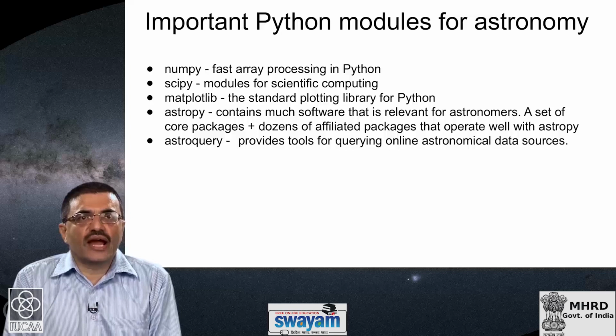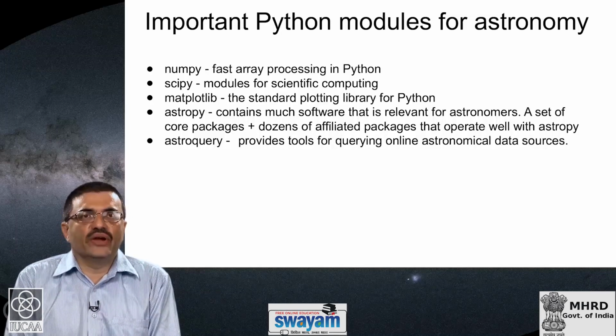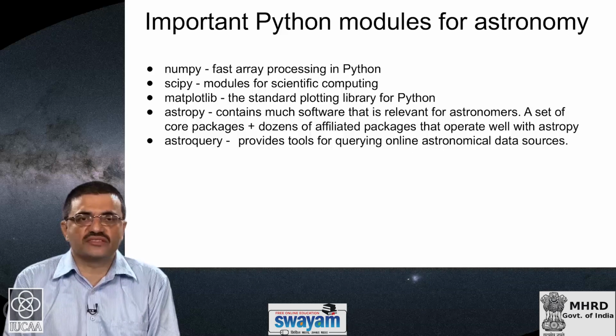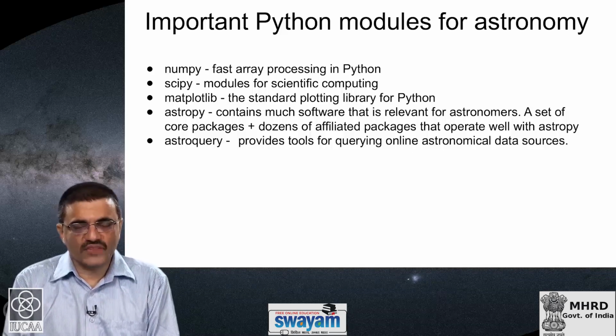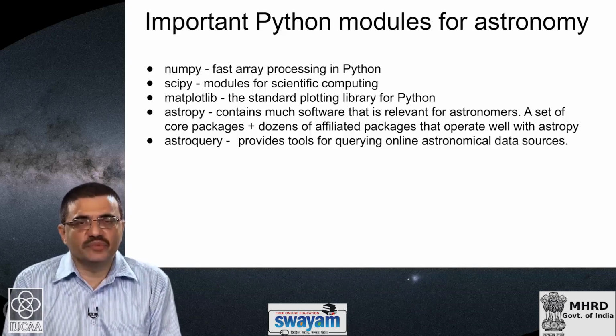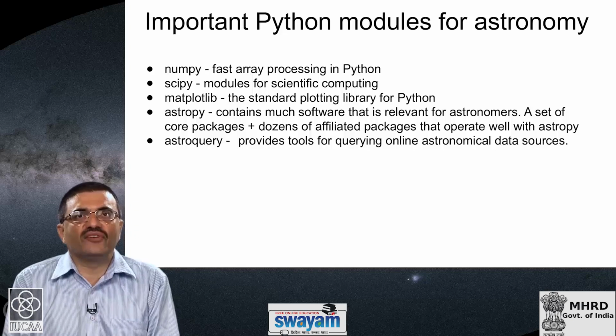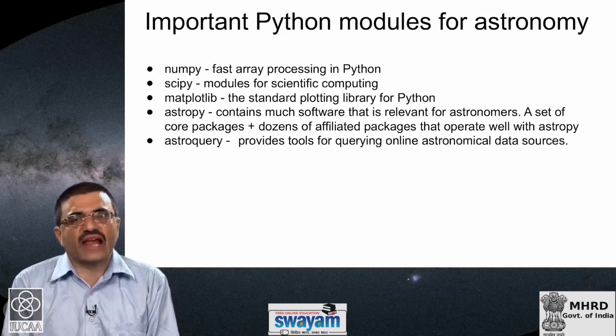If you look at Python itself, the core language is very poor at processing arrays. It is very slow because it was never designed for fast numerical processing. So, in order to add that capability, a package called NumPy was developed some years ago, and it provides very fast array processing capabilities in the Python language.